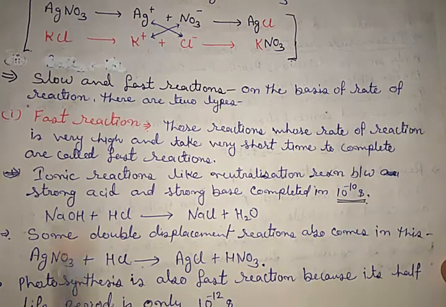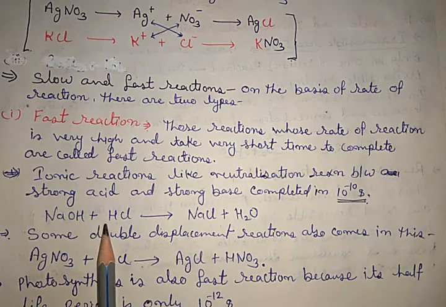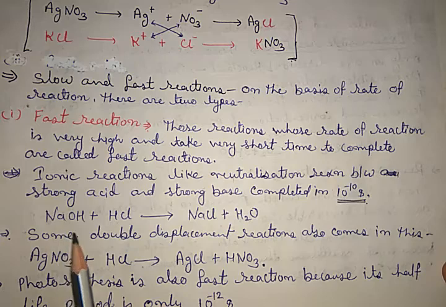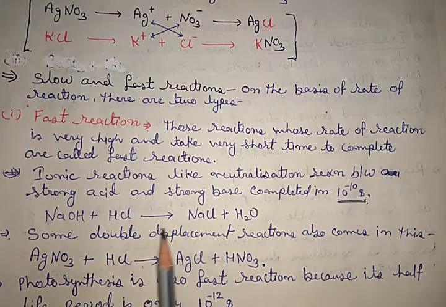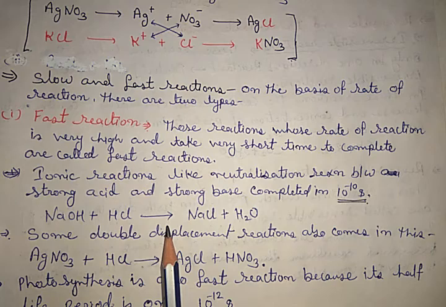If we consider the example, then we can say that NaOH plus HCl gives NaCl plus H2O, and this comes in the category of fast reaction.